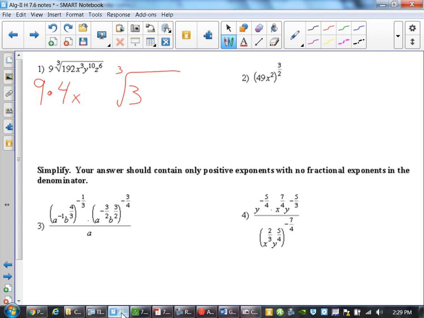How many times does 3 go into 10? 3. How many come out? 3 goes into 10 how many times? 3. How many come out? 3, but 1 stays in.